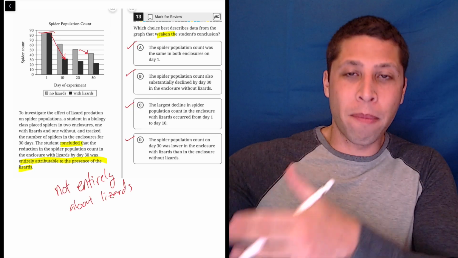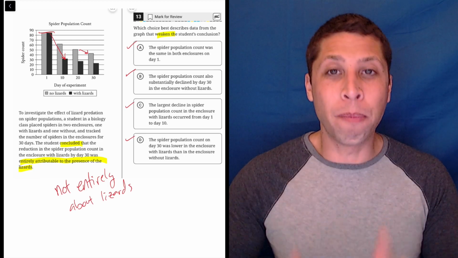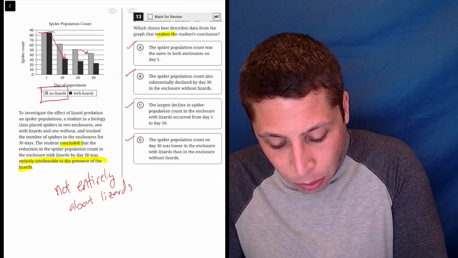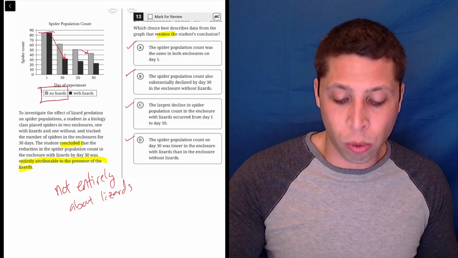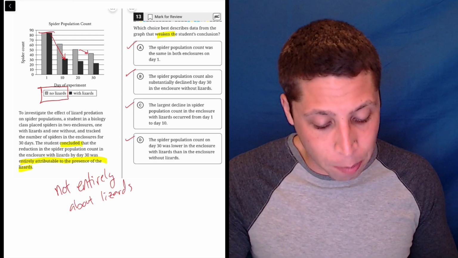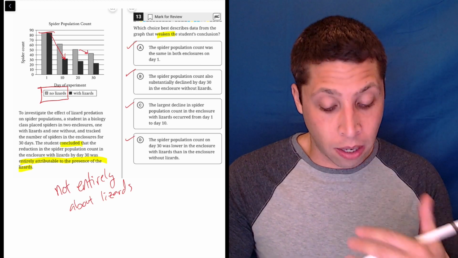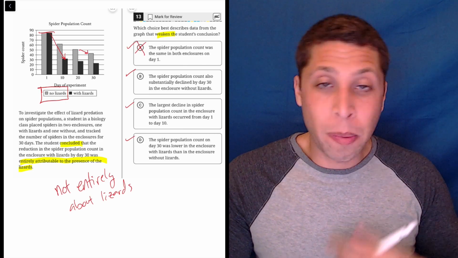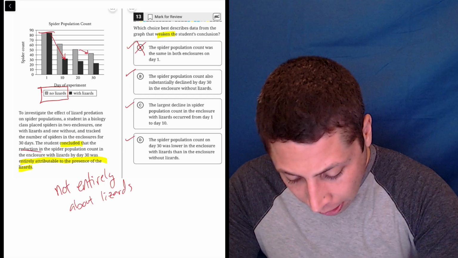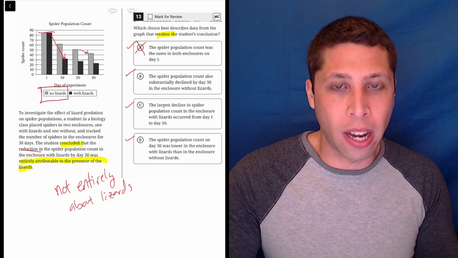Now, we need data from the chart that's going to say that, but it's going to in some way orbit around this idea of it not only being about the lizards, right? So something else. So it probably means that we're going to be focused on this part of the chart, the grayish boxes that tell us where there's no lizards. So let's see, choice A. The spider population count was the same in both enclosures on day 1. So that can't be right for the answer, even though it's accurate, just because it's not talking about any sort of change, right? The student is making a conclusion about the reduction in the spider population. So if it's the same at the start, that has nothing to do with what the reduction is.